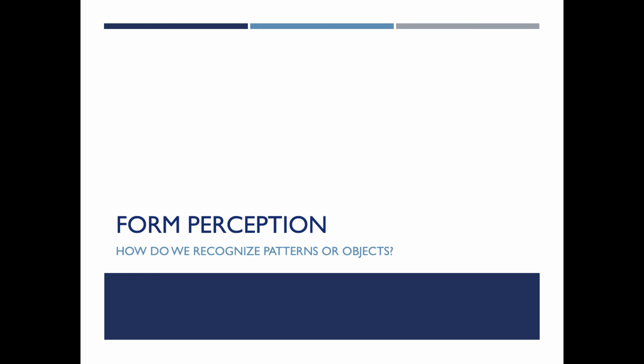Now the next question is, how do we recognize forms? That is, how do we recognize patterns or objects? Like if you graduated from high school a year ago or a semester ago or 10 years ago, and you see somebody you went to high school with, how is it that you're still able to recognize them?